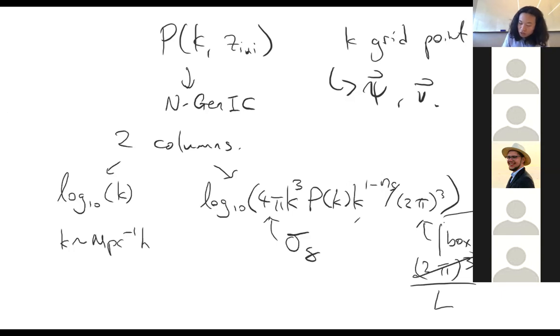And then also this k to the 1 minus ns, you can probably remember this is the spectral tilt. The reason you do this to factor out the spectral tilt is because NGenic insists on doing the spectral tilt for you. So if you put in a power spectrum that's already been tilted and then NGenic does it for you again, then your power spectrum is going to be wrong because it got tilted twice. So this is to untilt your power spectrum before letting NGenic do it themselves.